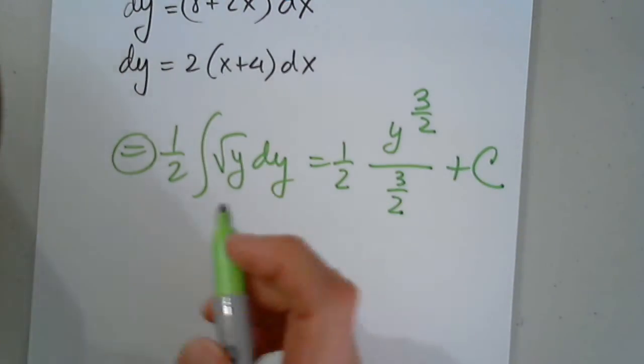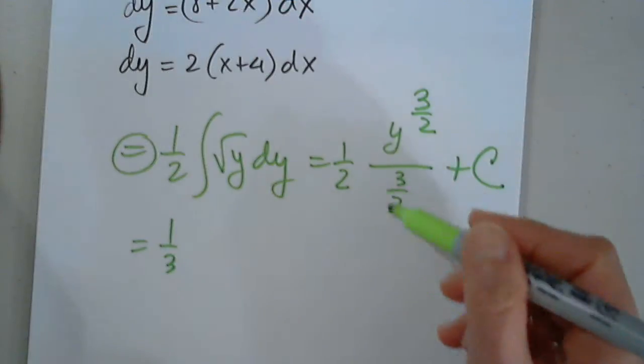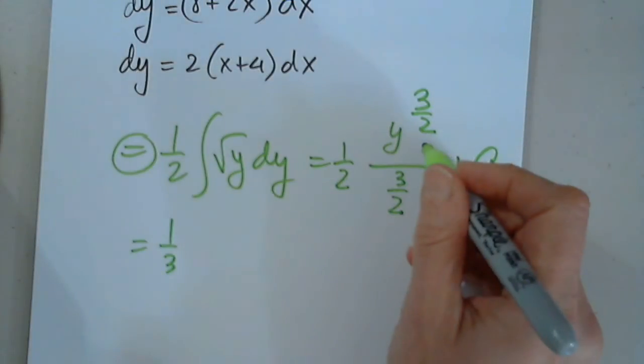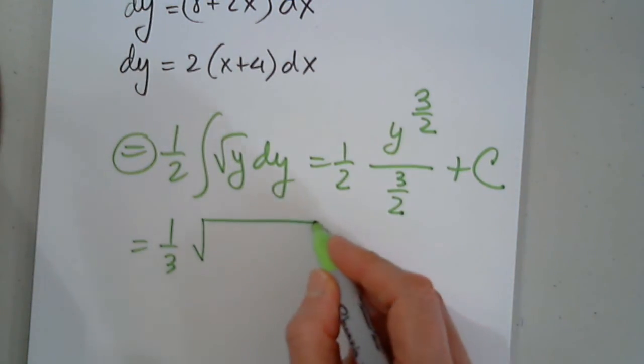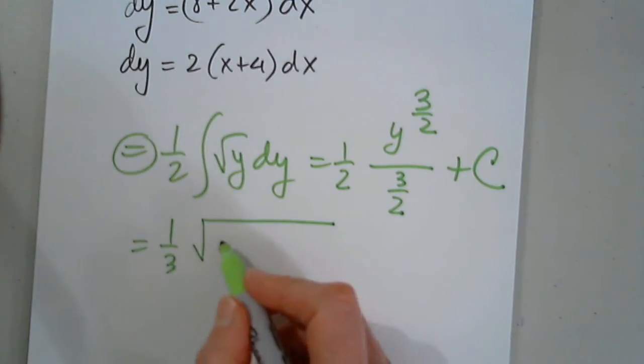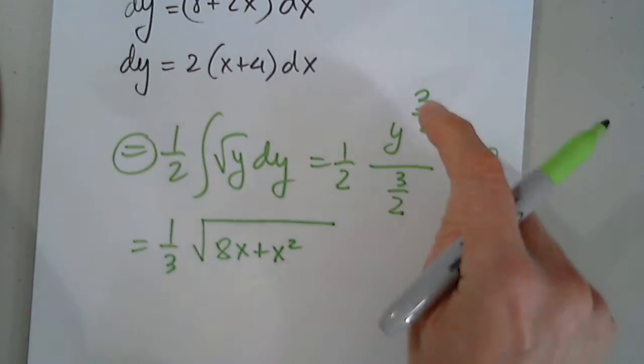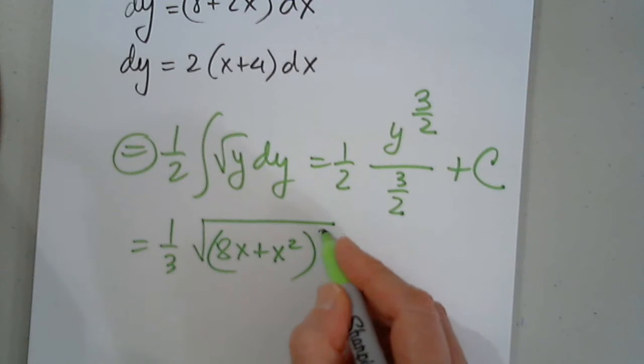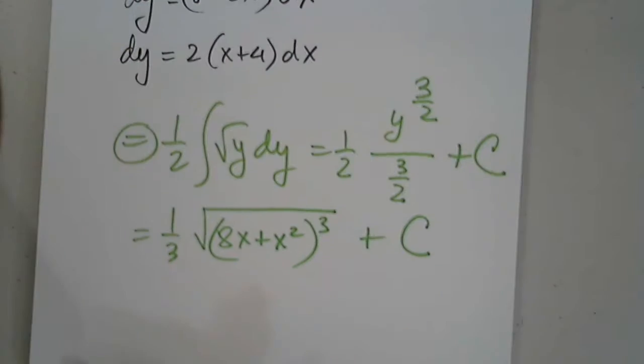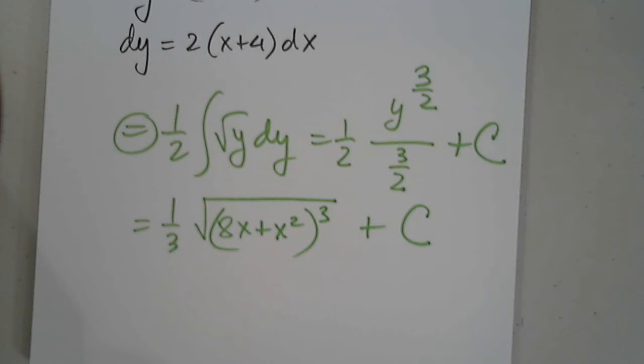I flip, so I get 1/3 because it's 1/2 times 2 over 3. And this is the square root of whatever y was to the 3rd power plus a constant c. Very nice problem.